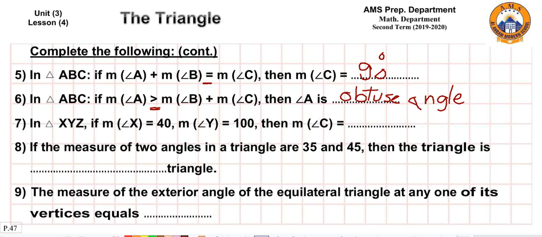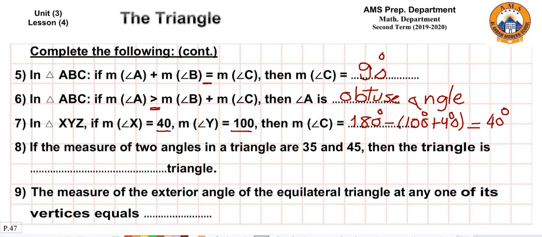Okay, in the triangle XYZ, if measure of angle X equals 40 and measure of angle Y equals 100, then the measure of angle Z equals what? You will write 180 minus open bracket 100 plus 40. So the answer will be 40 degrees.